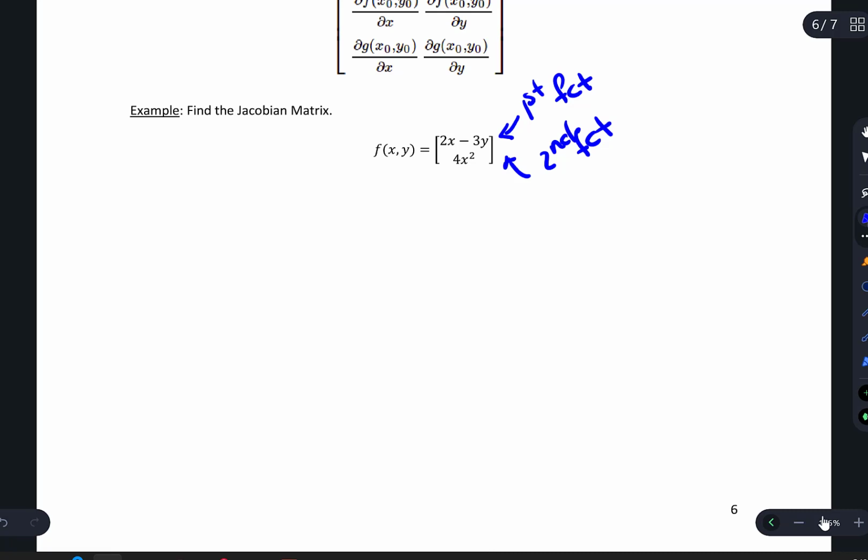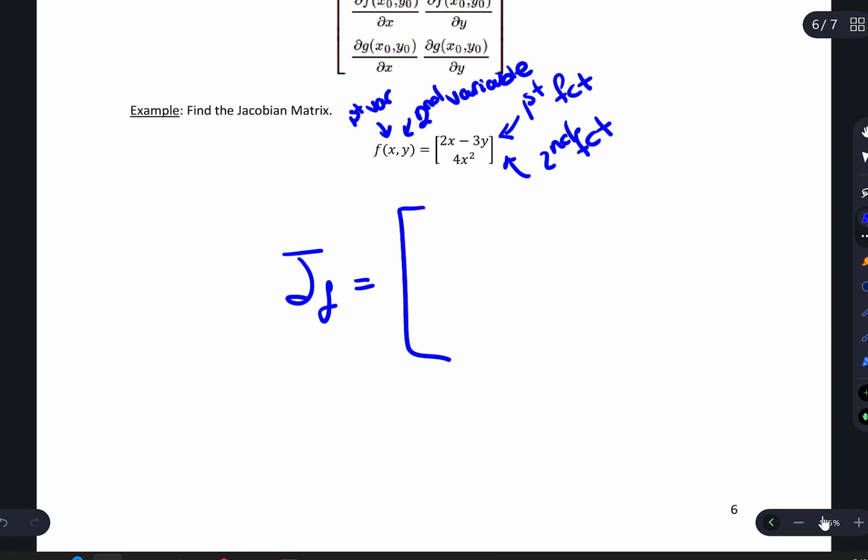And then we've got our two variables. So x is the first variable, and y is the second variable. So when we go to write the Jacobian, what we're going to do is we're going to start with the first function, and we're going to take the partial derivatives with respect to each of the variables.